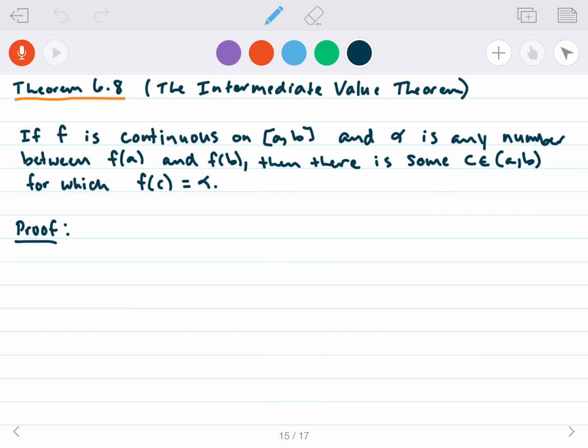Okay, so our next really nice result is the intermediate value theorem. So if we have a continuous function on a compact interval from a to b, and alpha is any number between f of a and f of b, then there's some c in the open interval from a to b for which f of c is equal to alpha. So before we get into the proof, let's look at a picture.